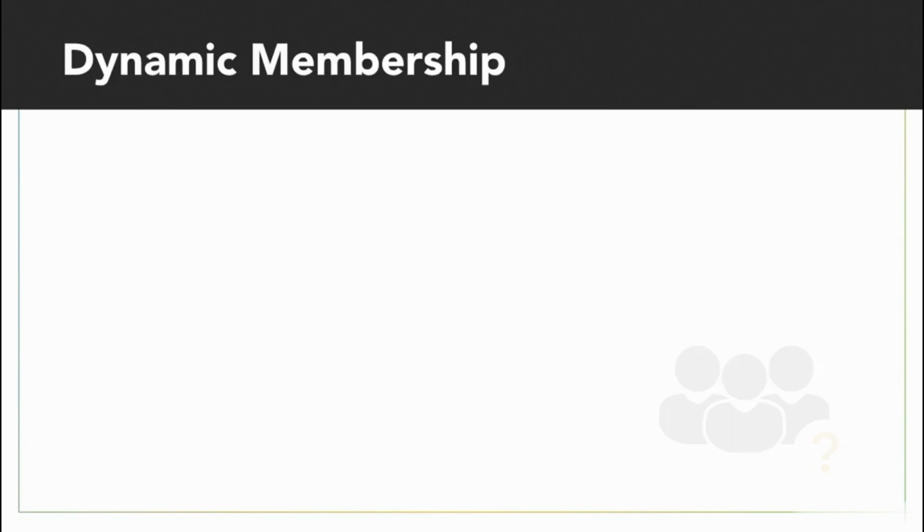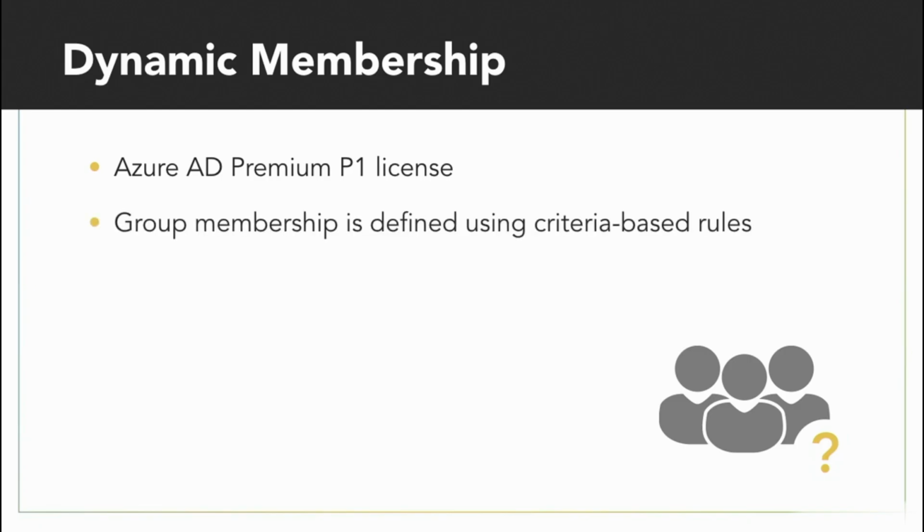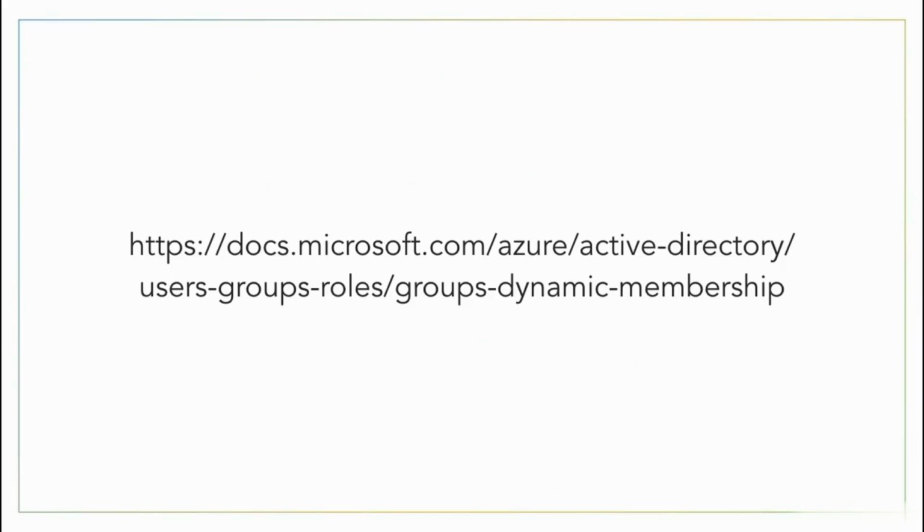If you have an Azure AD Premium license, you can use dynamic groups. This is where group membership is defined by using rules. Whenever a group is used, Azure Active Directory evaluates the membership. If a user or device matches the criteria within the group rules, then they'll be included in the group. If you're new to using dynamic groups, you can find out more information by using the link on screen.